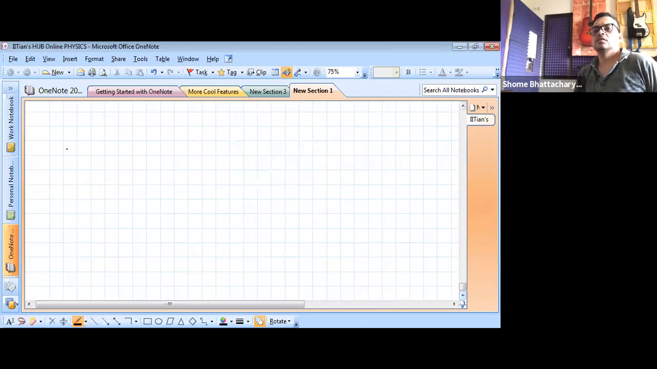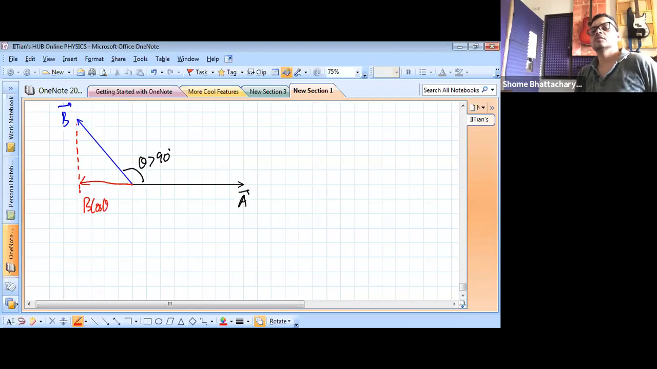Or for that matter, if the angle between them is obtuse, then what will happen? The dot product will become a negative quantity, because the second vector's component along the first one will be a negative quantity. You have theta greater than 90, and you can see that the component of B along A will be a negative quantity. This B cos theta is a negative quantity. So that is why we get a negative value.